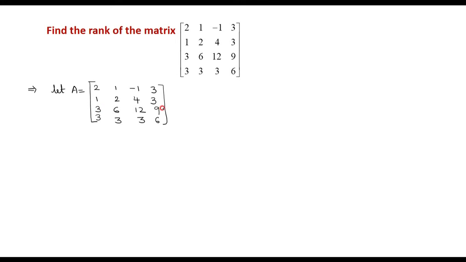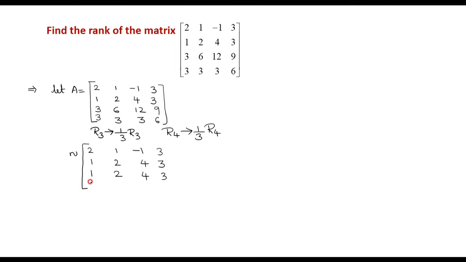We note that the third row has 3 as a common factor, so we change R3 to 1/3 of R3, and in row 4 the 3 is also common, so we write R4 as 1/3 of R4, by taking 3 common. So the transformed matrix is 2, 1, -1, 3; 1, 2, 4, 3; 1, 2, 4, 3; 1, 1, 1, 2. Now this matrix we have to reduce to echelon form.